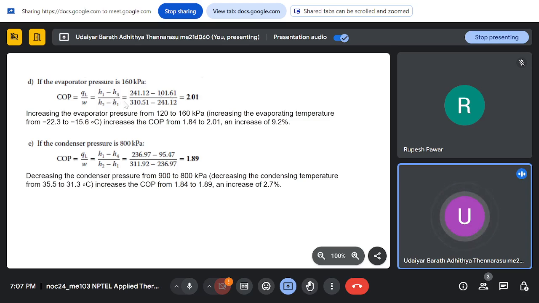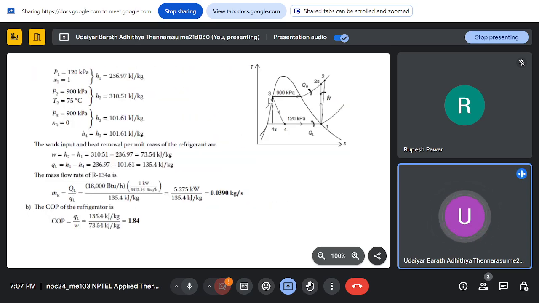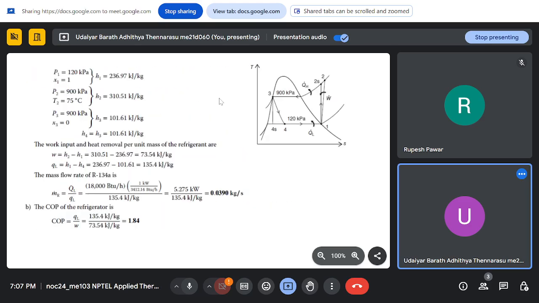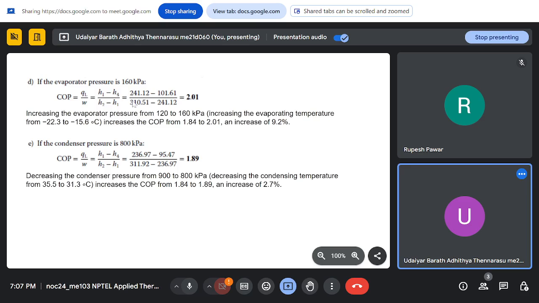So here H4 will remain the same because that is coming from H3. So that will remain the same. So basically your cooling capacity will go down in this case. Then increasing the evaporator pressure from 120 to 160 kilopascal increases the COP from 1.84 to 2.01, which is an increase of 9.2%.